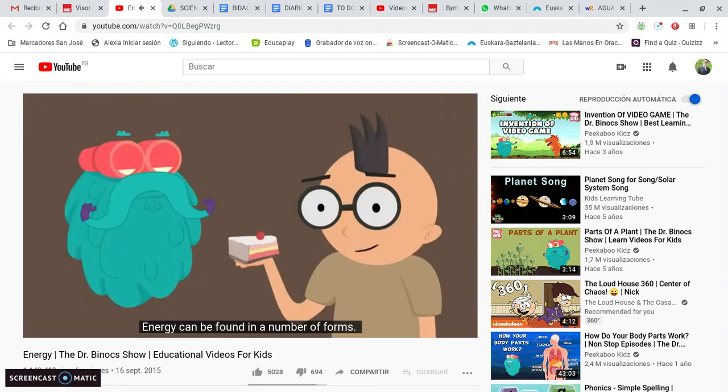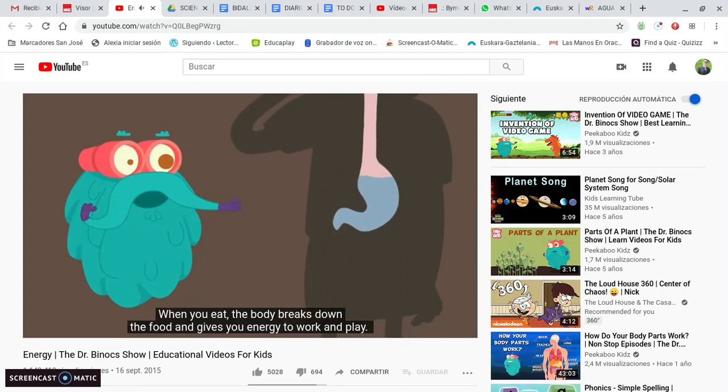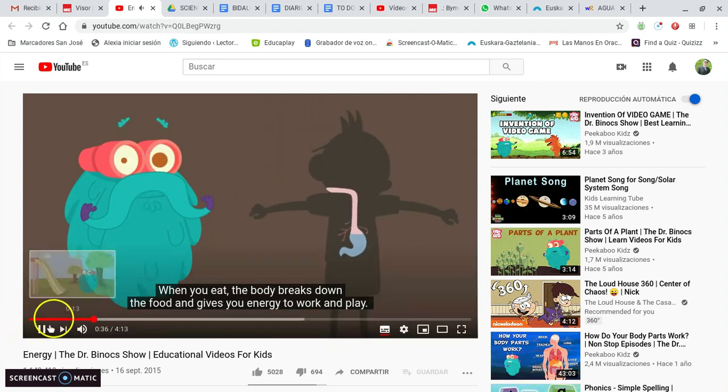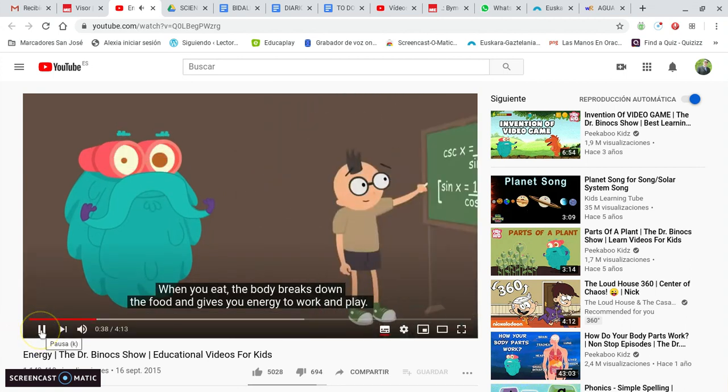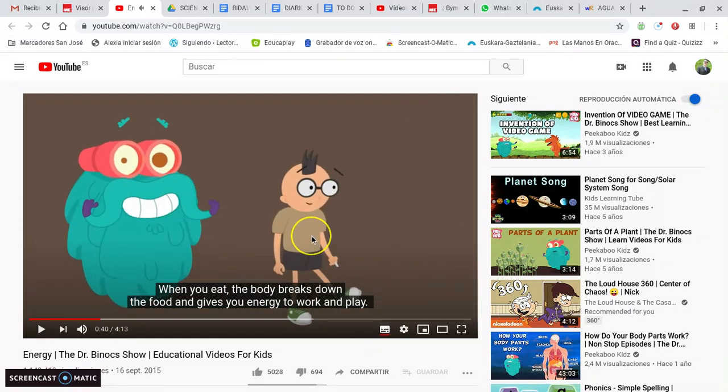Energy can be found in a number of forms. When you eat, the body breaks down the food and gives you energy to work and play. This energy that we get when we eat is called chemical energy. Food has energy inside, yes? When we eat the food, we get that energy in the form of chemical energy, and we can use that energy for different activities, right?